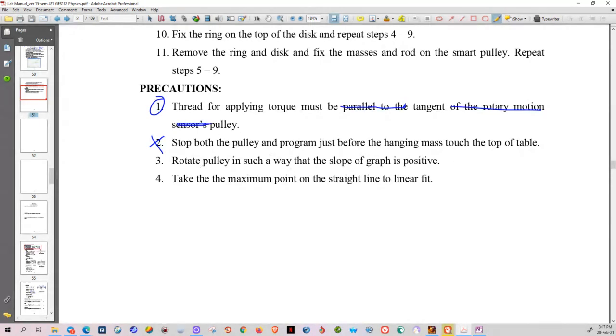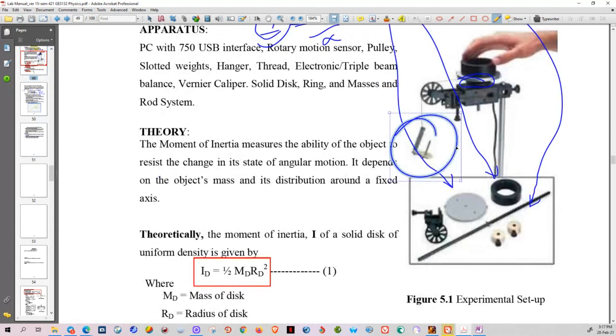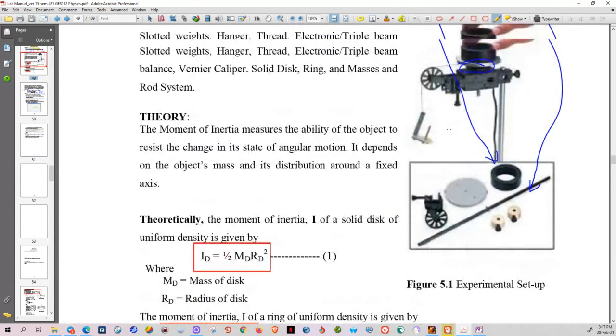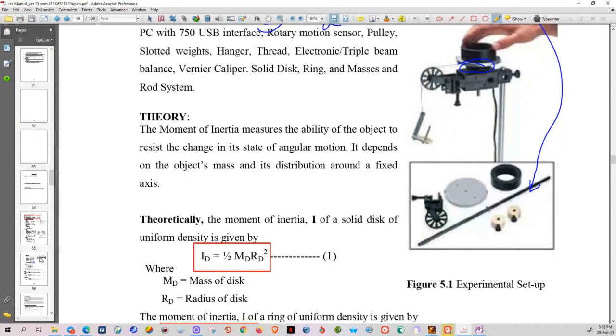What else? The slope must be positive. Yes, that's correct. Take the maximum point in the line to linear fit. Yeah, but this is not necessarily correct. I told you something about this mass. Should not be swinging. That's the precaution, okay? What else is a source of error in this experiment? I told you something about this string. It should be horizontal. That's the precaution. What else? What else is a source of error? Anyone?